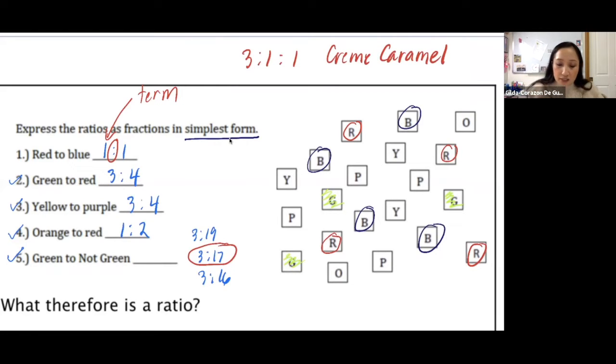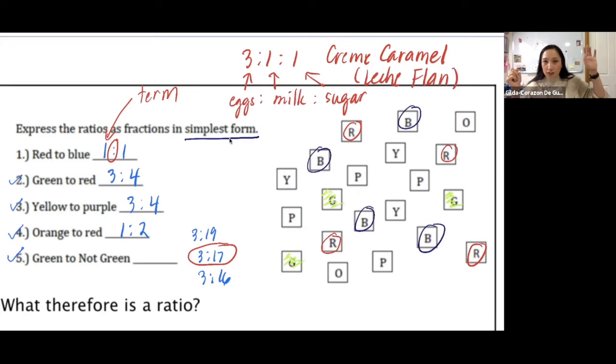So that means it's 3 eggs, 1 cup milk, and 1 cup sugar. That's for the leche flan. Who knows what leche flan is? Anyone who's had it? Yummy, yummy. If you haven't had it, you're missing half of your life, I tell you. Okay. All right. So sometimes there would be more than 2 terms. But each of these would be called a term.